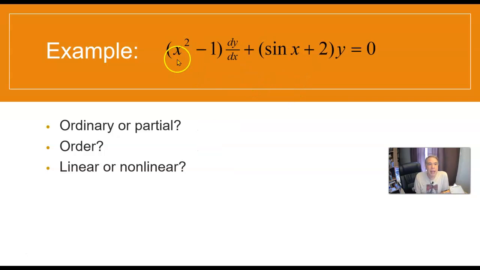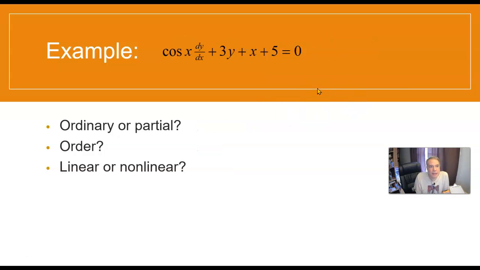How about this one? x squared minus 1 times dy dx plus sine x plus 2 times y equals 0. Well, first of all, it's ordinary. I see an ordinary derivative here, but no partial derivative. So here we just have y as a function of x. The order is first. We only see a first derivative here, no higher order derivatives. And it is linear. We've got a term involving dy dx, a term involving y, and then a term that doesn't involve either of those over on the other side. And the coefficients on those terms, they can involve x, but they can't involve y or the derivative of y.